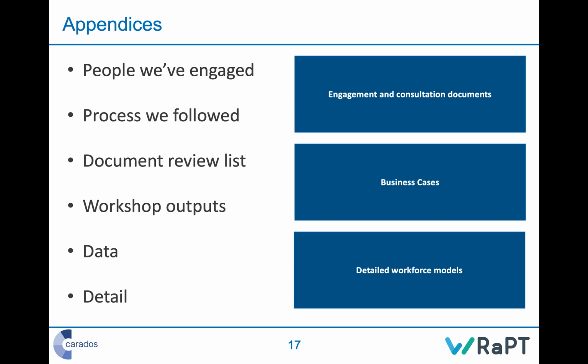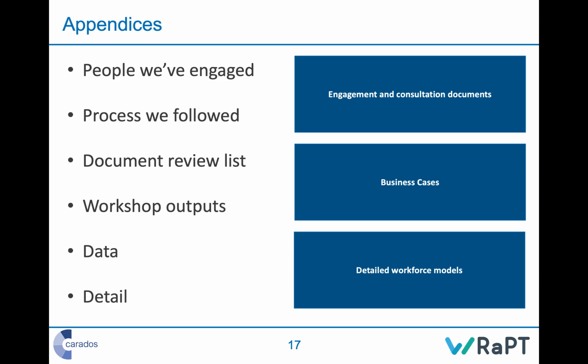Make sure you're not copying in Excel tables and copying in the entire Excel file as well, just from a GDPR point of view. But from an appendices point of view, you might want to talk about the people you've engaged, the process we followed, the document review list and outputs. You might want to put the workshop outputs in. You might want to put loads of data in, additional graphs that you haven't included in the main part, and loads of detail if you want it. As I say, knock yourself out with those things.